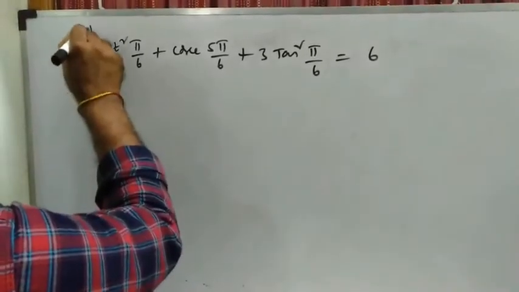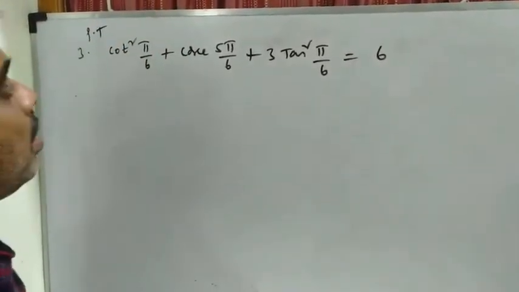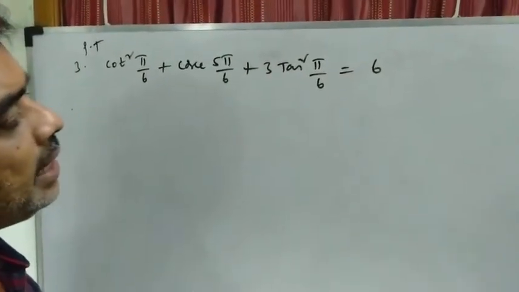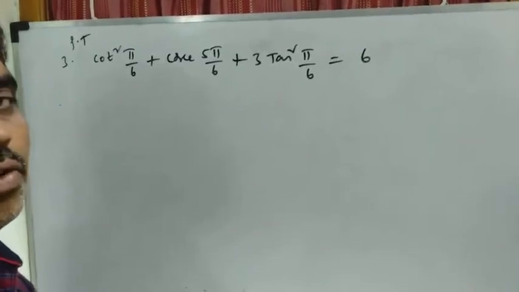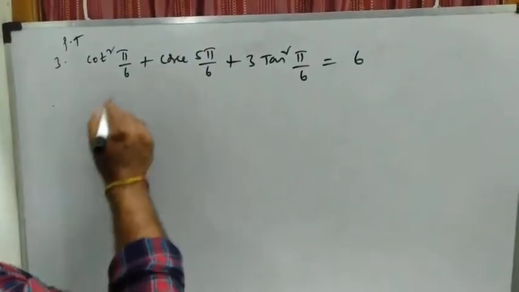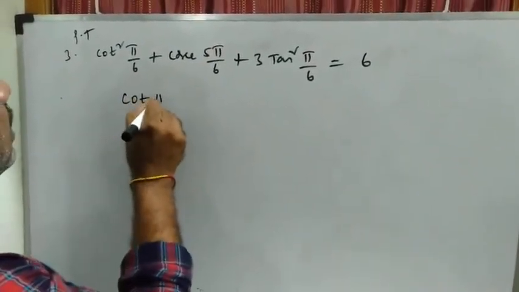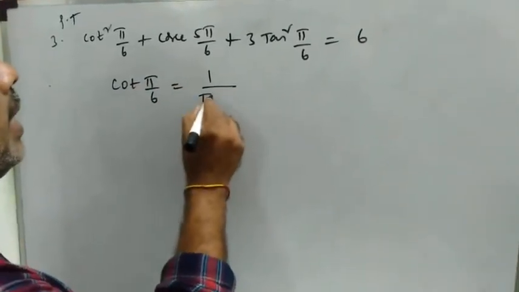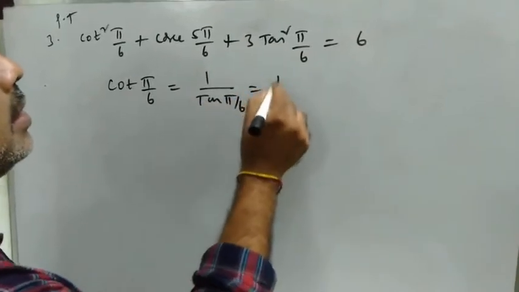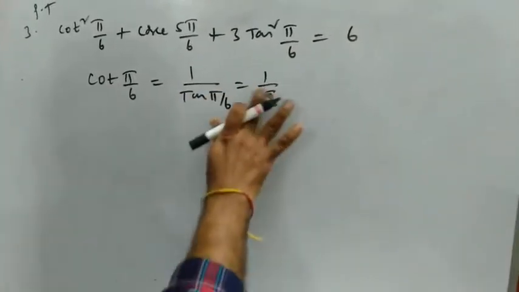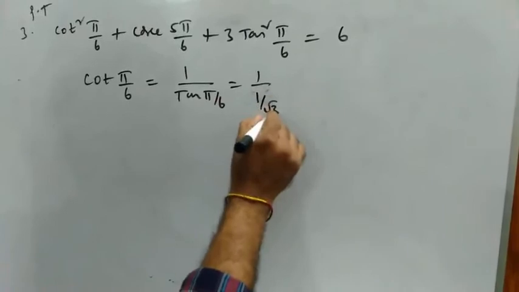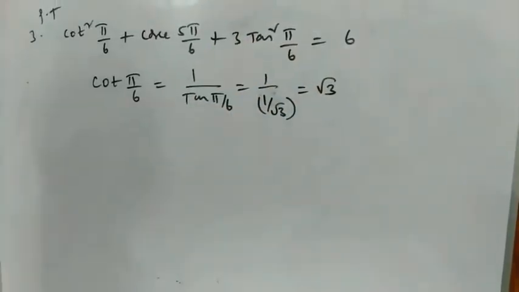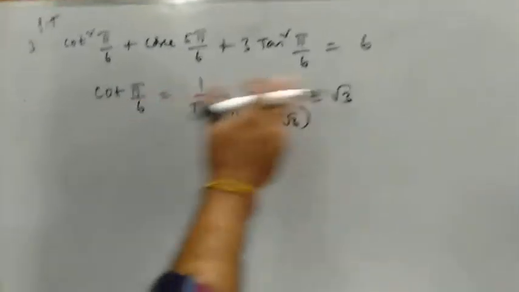So third problem, prove that cot square pi by 6 plus cosecant 5 pi by 6 plus 3 tan square pi by 6 is equal to 6. So first write the values. What is cot pi by 6? Cot pi by 6 is 1 by tan pi by 6. Tan pi by 6 is 1 by root 3, so that is equal to root 3. Cot pi by 6 value is root 3.